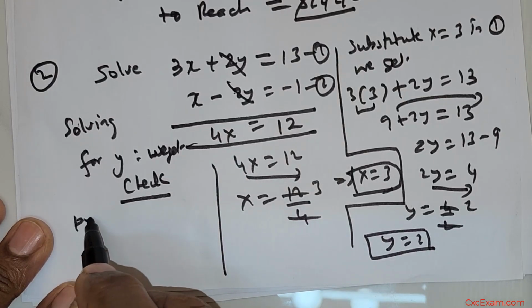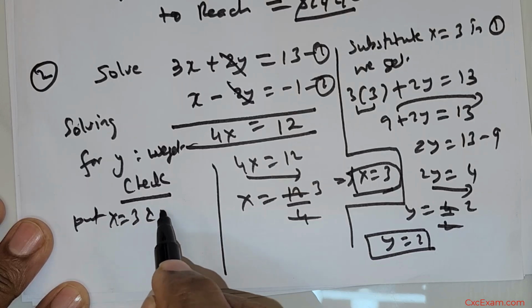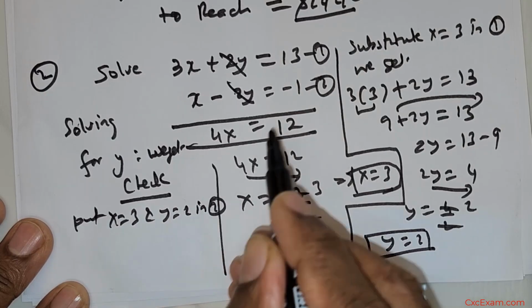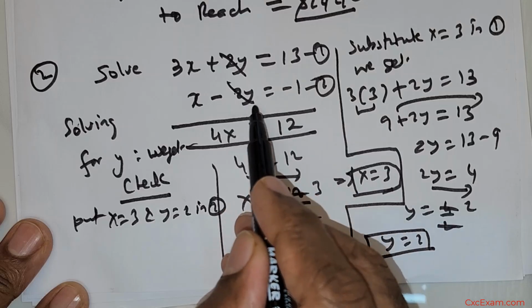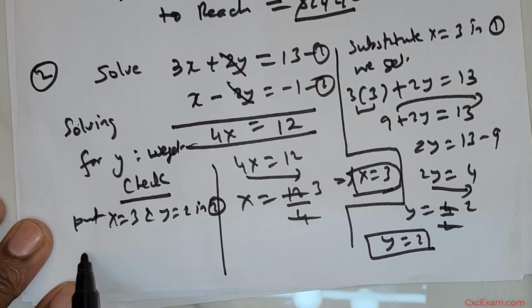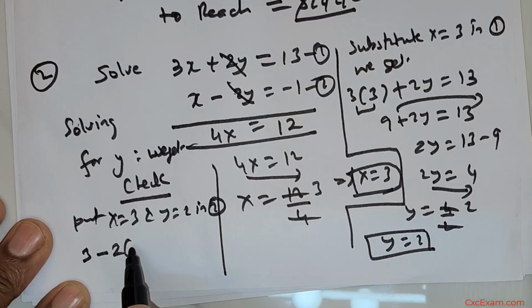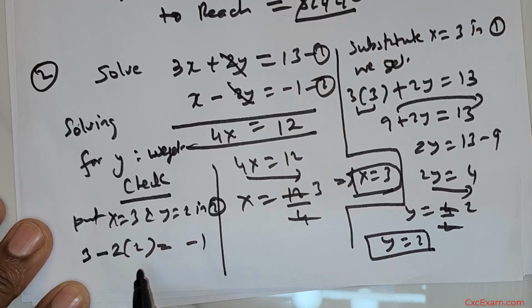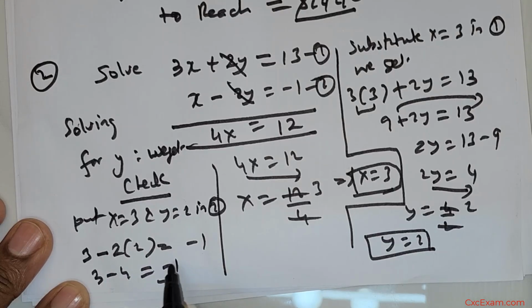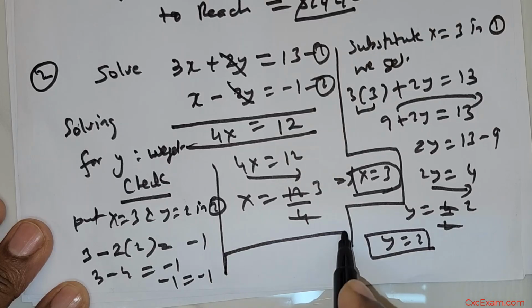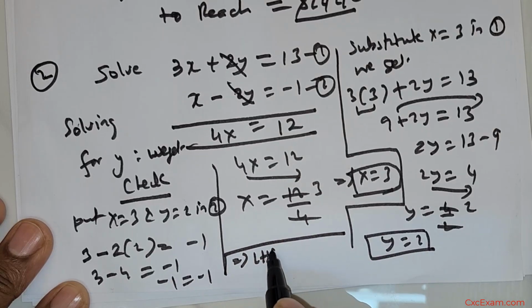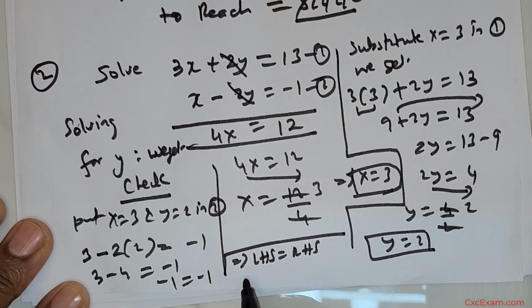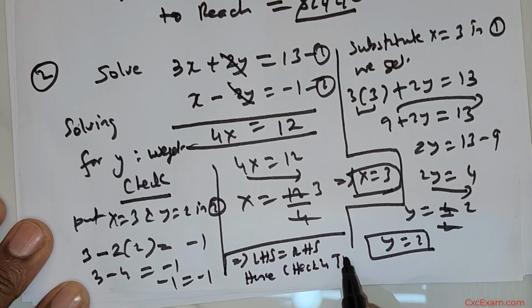So what I'm going to do is put x = 3 and y = 2 in 2. I'm going to try to substitute here and see if I'm getting the right hand side. X is 3 and y is 2. I should get negative 1. So 3 minus 2 times 2 is 4, which is equal to negative 1. So what do you get here? Negative 1. What is there? Negative 1. So what is the meaning of this? This means left hand side is equal to right hand side, hence check is true.